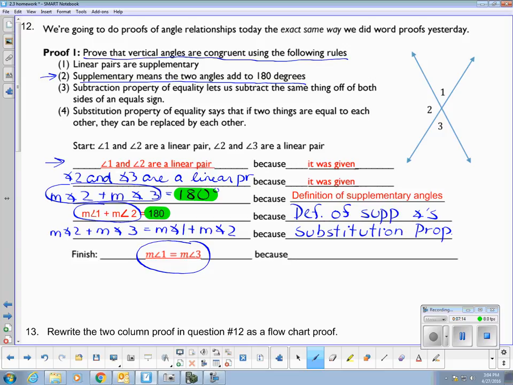And therefore, by the subtraction property of equality, if I subtract the measure of angle 2 from the left side, and I subtract the measure of angle 2 from the right side, I'm left with the measure of angle 3 equaling the measure of angle 1. So because we subtracted equally from both sides, we use the subtraction property of equality.